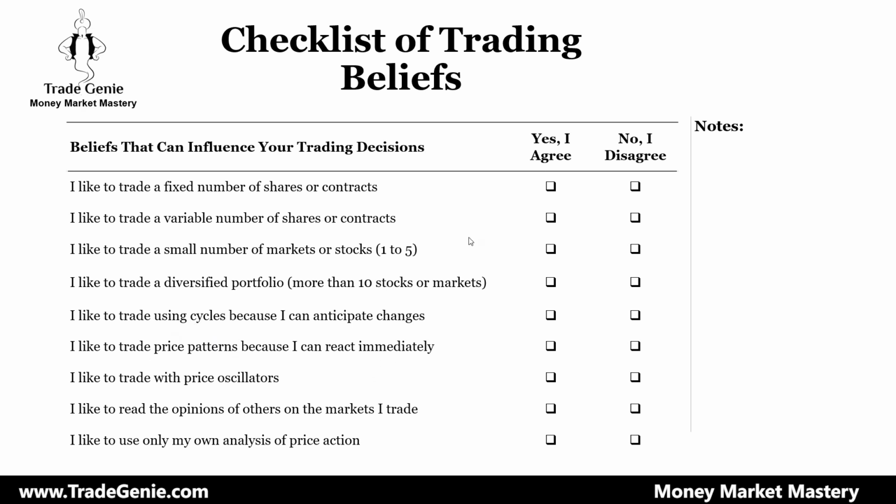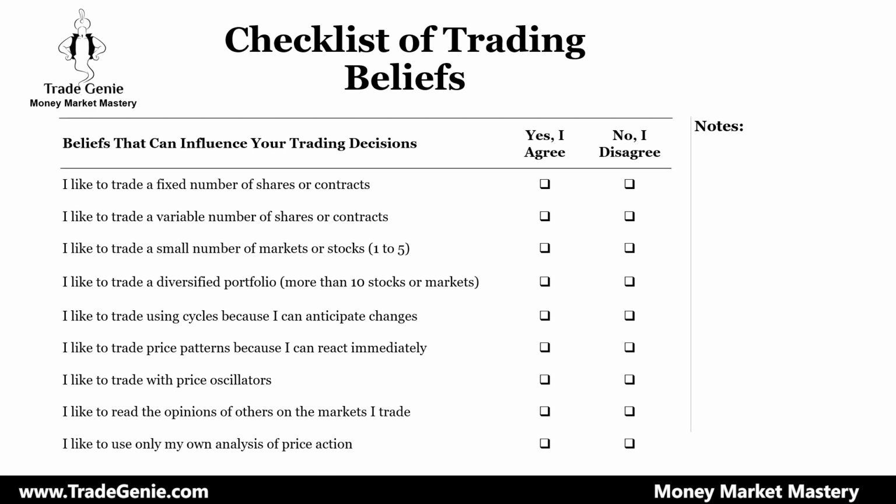I'd like to trade price patterns because I can react immediately. Maybe that trader uses oscillators. I like to read the opinions of others. So they go on the market and read the opinions of all the traders out there. Or I like to use only my own analysis of price action. So this trader says, no, I only trade my own analysis, even though his analysis is against the crowd and he doesn't believe in the wisdom of the crowd, because most of the time the crowd is right. There is some validity to the wisdom of the crowd. So if you're going against the crowd, maybe you don't want to trade. Maybe you say, no, no, no, I have an edge over the crowd. I will not take that trade, or I will exit the trade because I have my edge. So if over the long run you have an edge over the crowd and you're right, and the crowd doesn't know, you will make a lot of money.